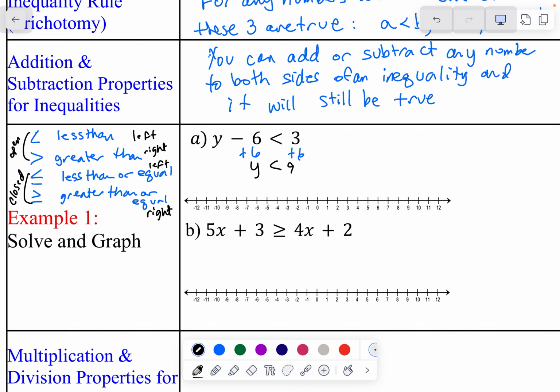So if we put all that into play, y is less than 9, what I want to see on your graph, you really only have to show me 8, 9, and 10 if you were drawing it by yourself. I want to see an open circle at 9, and I want you to shade to the left. What that means is the values that are going to make that inequality true are 8, 7, 6, 5, and all those numbers in between. So going to the left. You should be able to pick any number along the number line from the left of 9, and it would make a true statement. Okay?